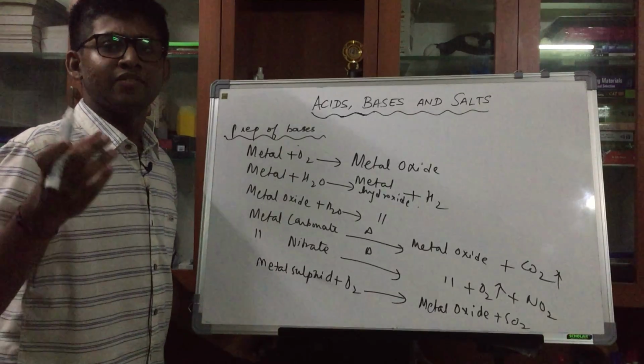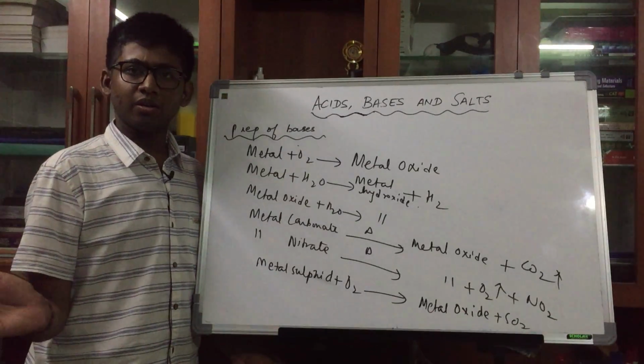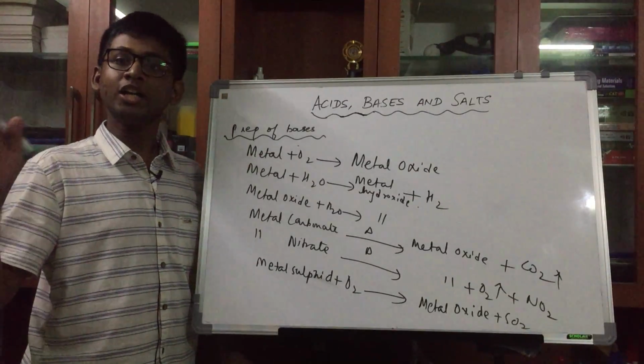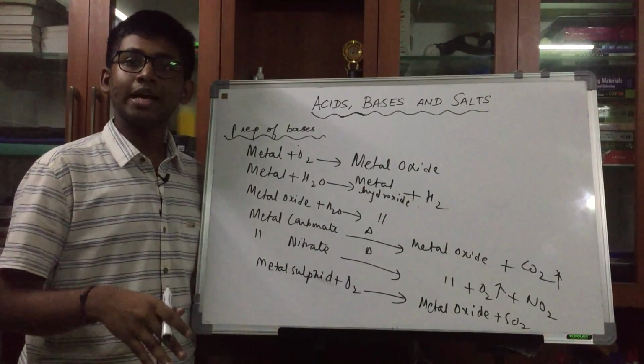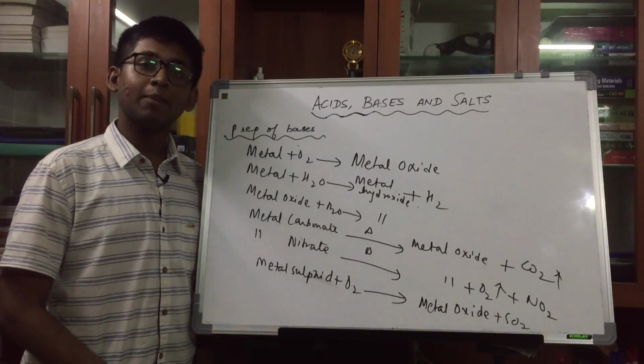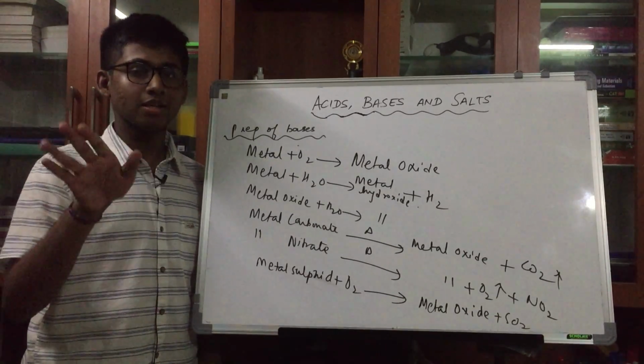And the last method is when you take an alkali and combine it with a salt, you will be getting a weaker base and a normal salt. So now these are the ways in which you prepare the bases, and in the next video you will be doing the chemical properties of bases, which we have already discussed once in a while.